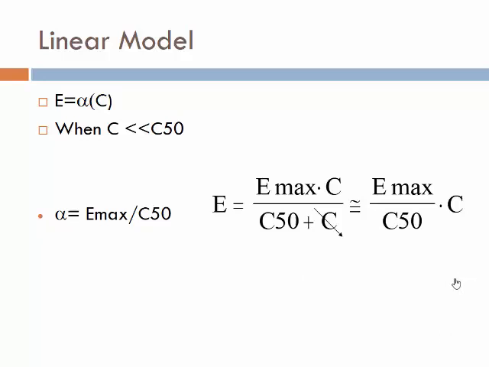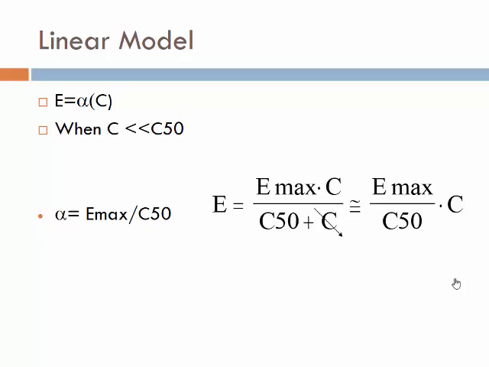Okay guys, we're on to our third and last type of model. This is the simplest model. It's probably the model that you thought described most drugs in their therapeutic ranges. It's called the linear model.